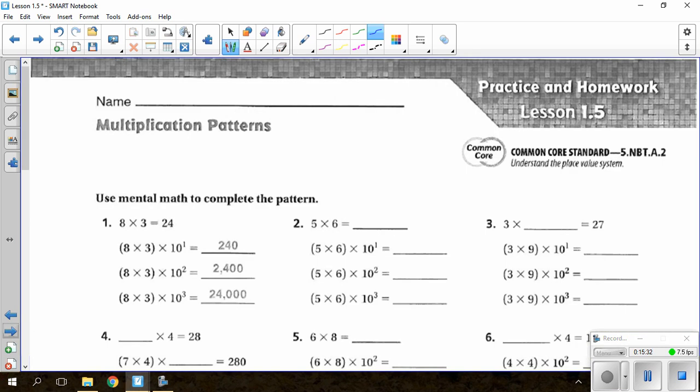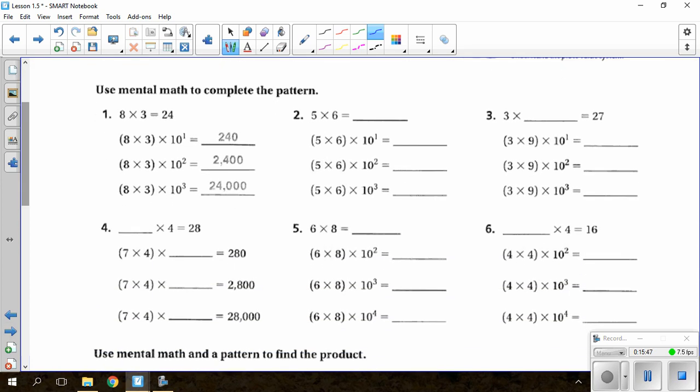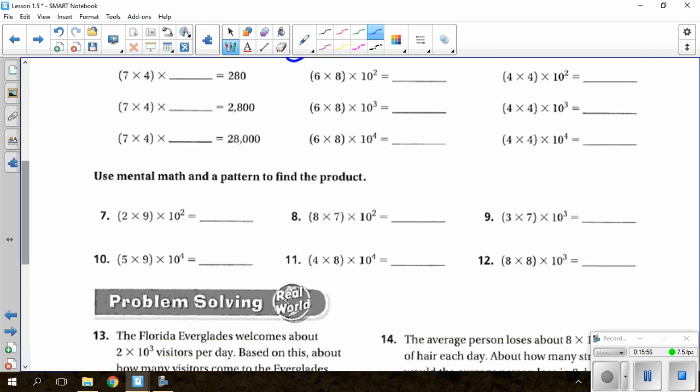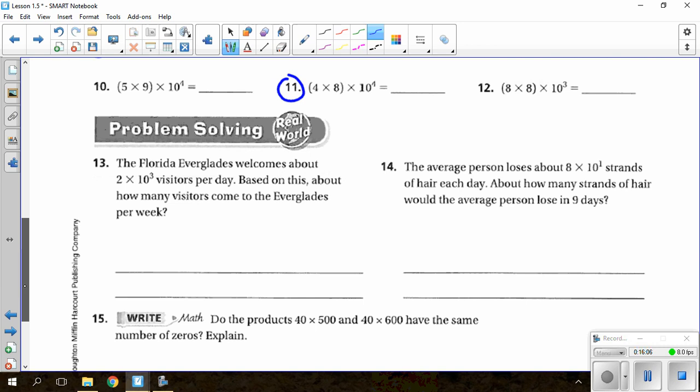Our homework is on page 33 and 34. On page 33, the questions that you will have to submit into Schoology start with number 3, number 5, number 7, number 9, number 11, and number 13.